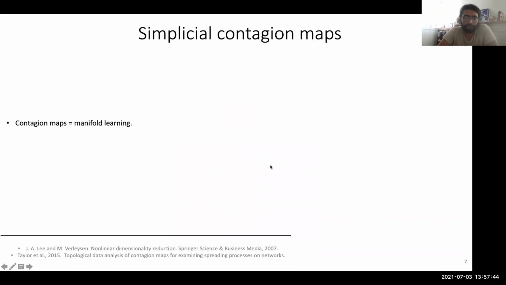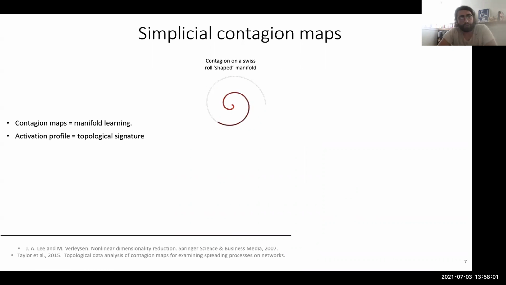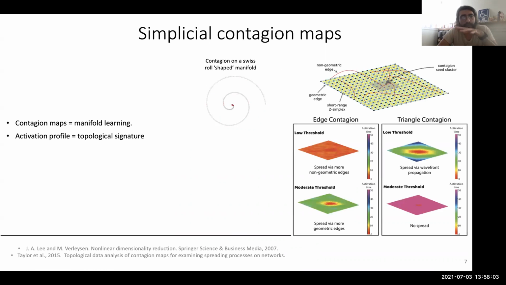Contagion maps are a manifold learning technique. The way I want you to think about contagion maps is, I start a forest fire at some part of the network and watch what time it reaches some other part of the network. This is going to encode an activation profile in your network, which is eventually going to turn into a topological signature, which I'm going to mention in a minute.